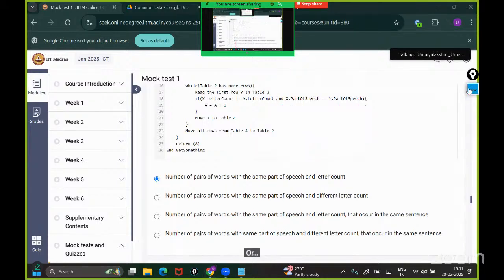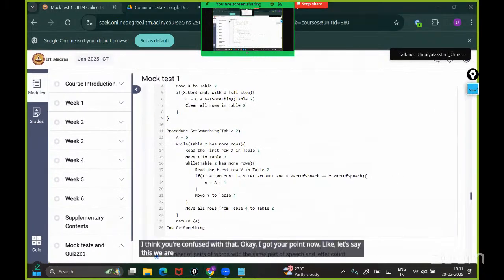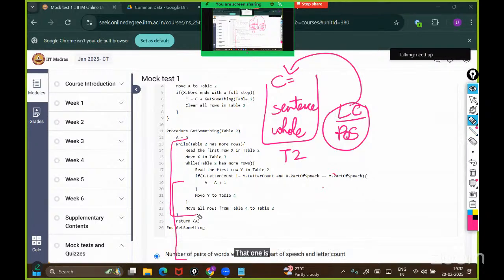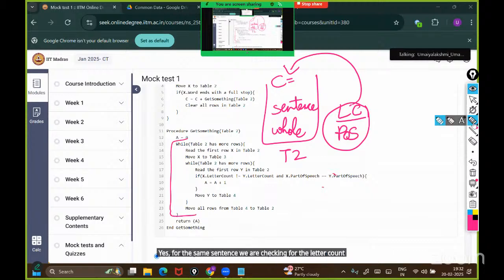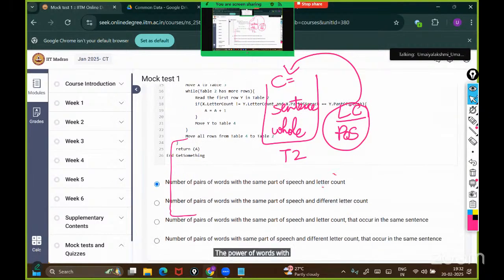I think you are confused with that. Okay, I got your point now. Like, let's say for the full stop, this we are checking only for a particular sentence or we are checking for all the sentences? That one is for a particular sentence. Yes, for the same sentence, we are checking for the letter count and parts of speech. So that is what the option also says: the pair of words with same part of speech and different letter count that occur in the same sentence.